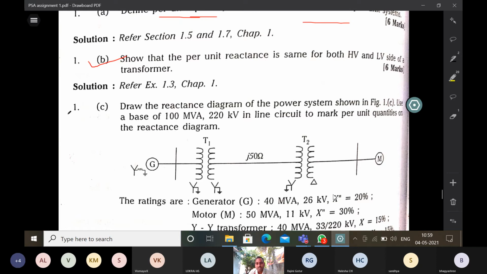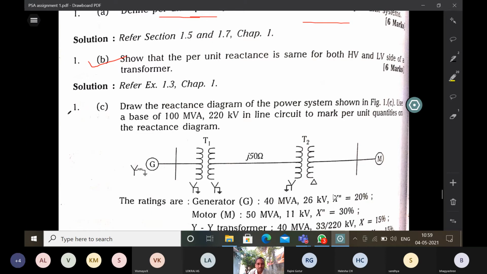So these things are very important. Converting single line diagram into reactance diagram, calculation of per unit, calculation of base voltages. So these are all very important. If you know these things, you can move to the next chapter. So that's why you solve all the problems.